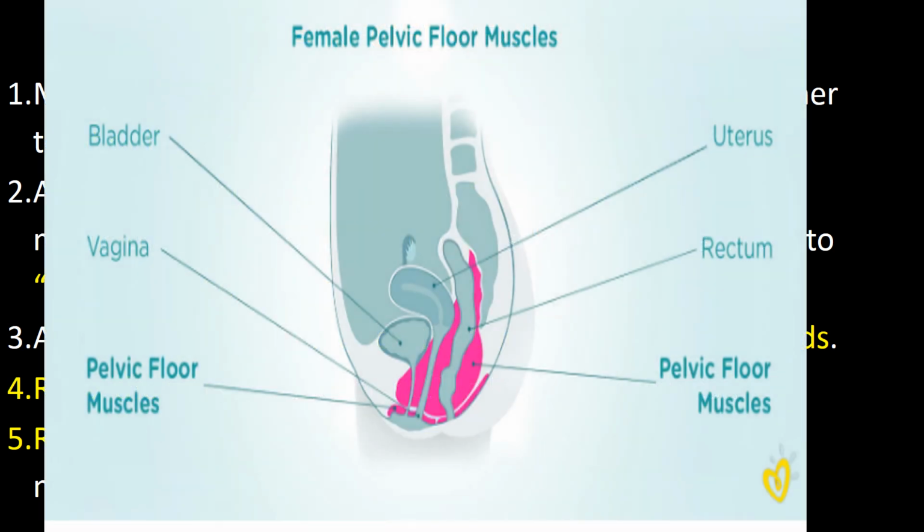So as you can see, your Kegels exercises will also improve the involution of the vagina, pelvic floor muscles, also the rectum and the uterus. So help the mother do this by telling her what to do.